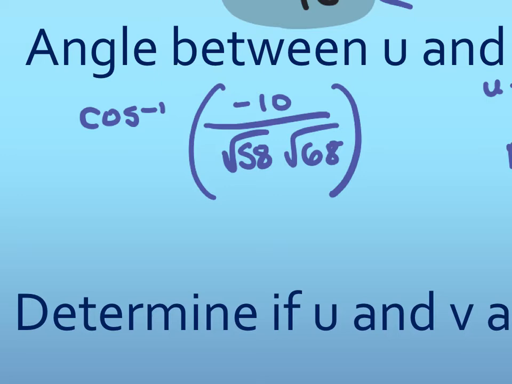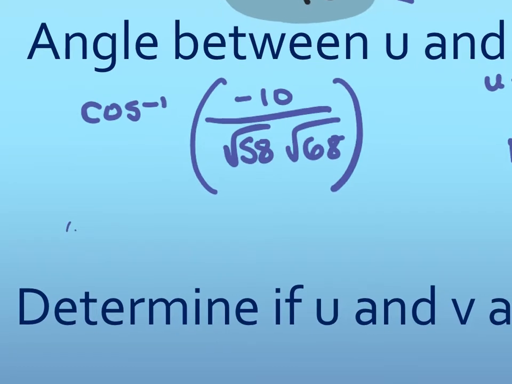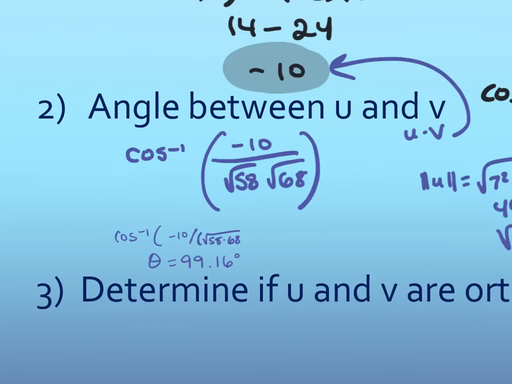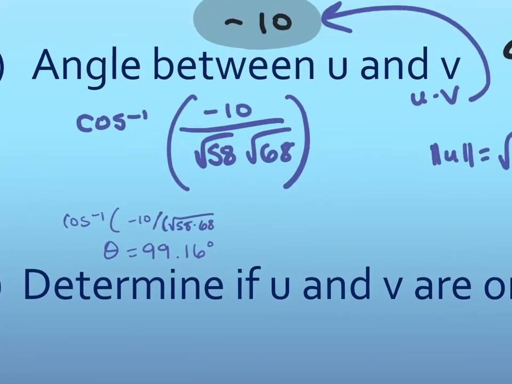So when I type this into the graphing calculator, I do cosine negative 1. I'm going to do negative 10. That's fine by itself. I don't have to put the parentheses. It already gives me the first parenthesis, but I don't need the parentheses again. Then I do divided by. Now I have to open my parentheses, or I have to keep them both underneath the square root. And you can keep them underneath the same square root. That's fine. 58 times 68. And I'm going to hit enter, and I get that theta is 99.16 degrees. I don't think I told you what to round to. Just keep 2 decimal places.